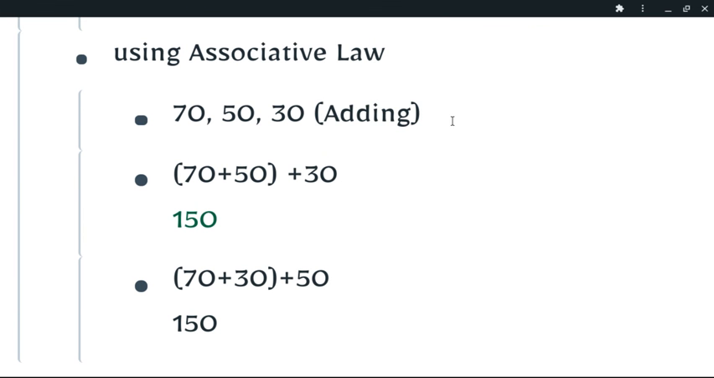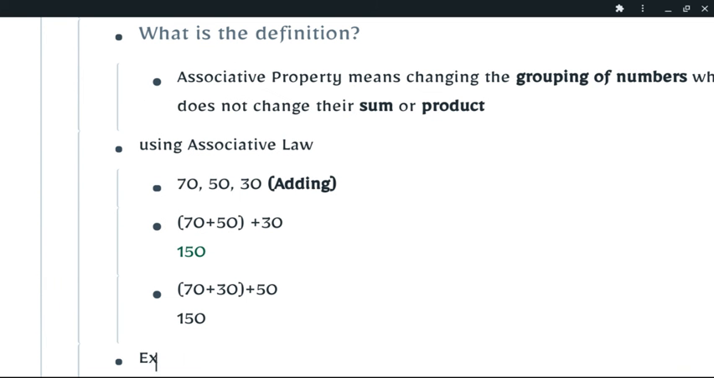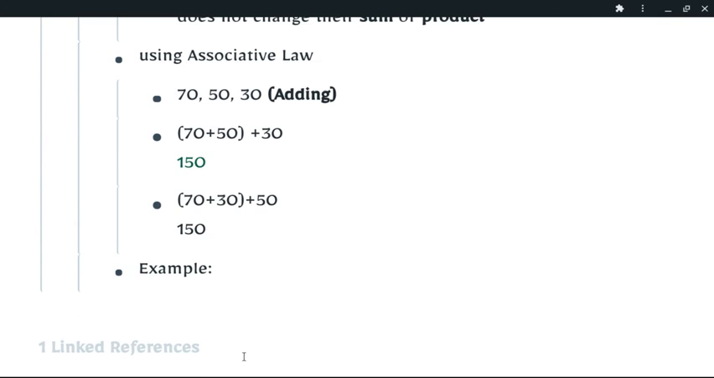So this is addition. Let me give you an example for you to do. Example: 100, 150, and 850. So you're going to do this example for me. 100, 850, and 150. Using the associative rule, combine these numbers in 2 different ways, and you're supposed to get the same answer. And tell me what answer you get for both methods.